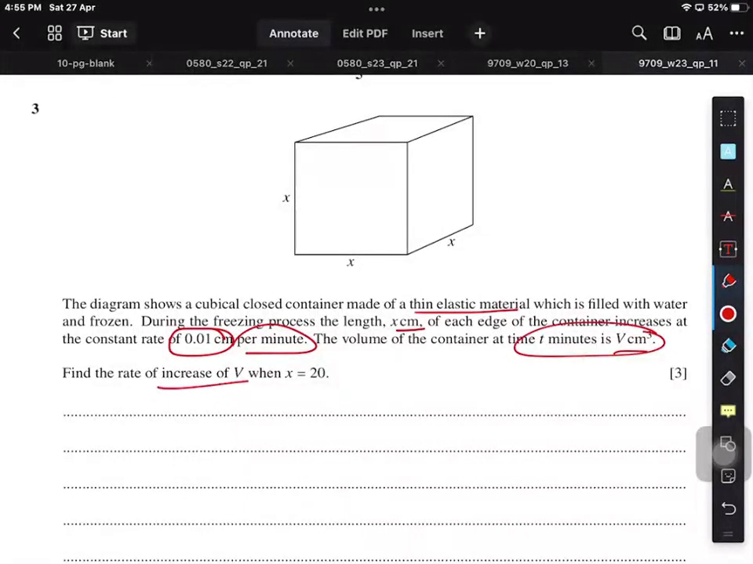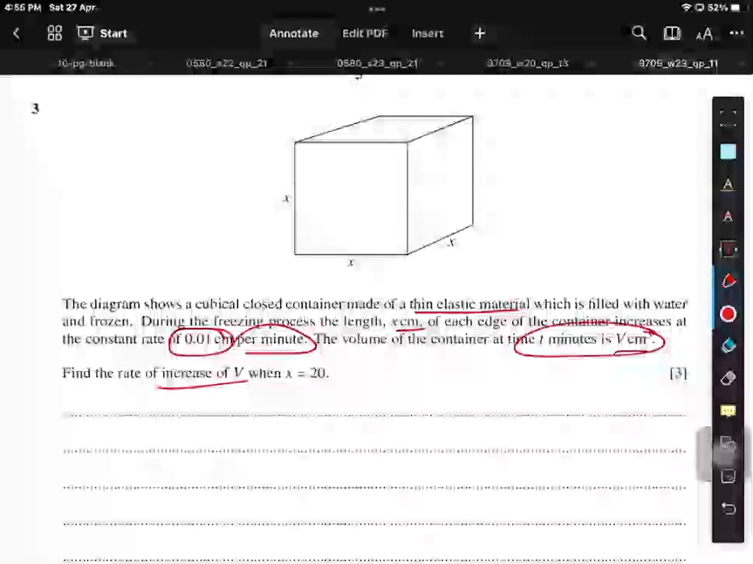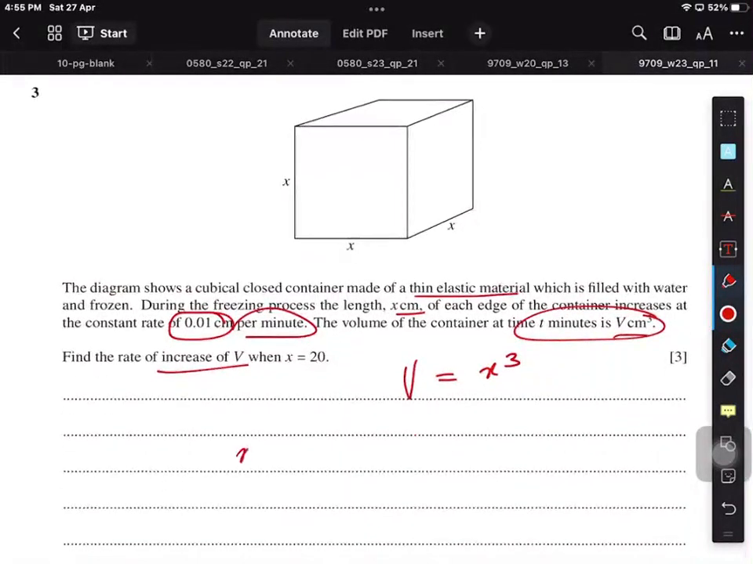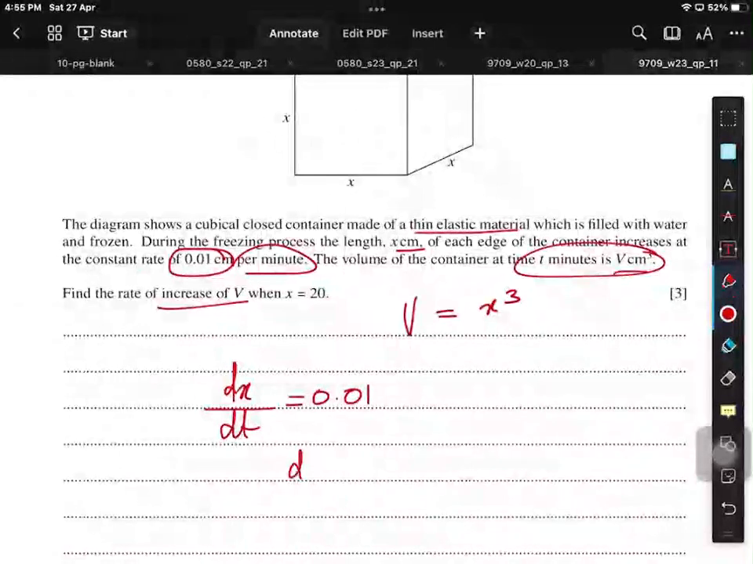So what is the volume of a cube? What's the formula for the volume of a cube? The volume of this particular cube would be x cubed, right? Now we know that dx over dt, the rate of change of x over time, is 0.01 centimeter per minute. And we have to find dV over dt, that is, the rate of change of V over time.